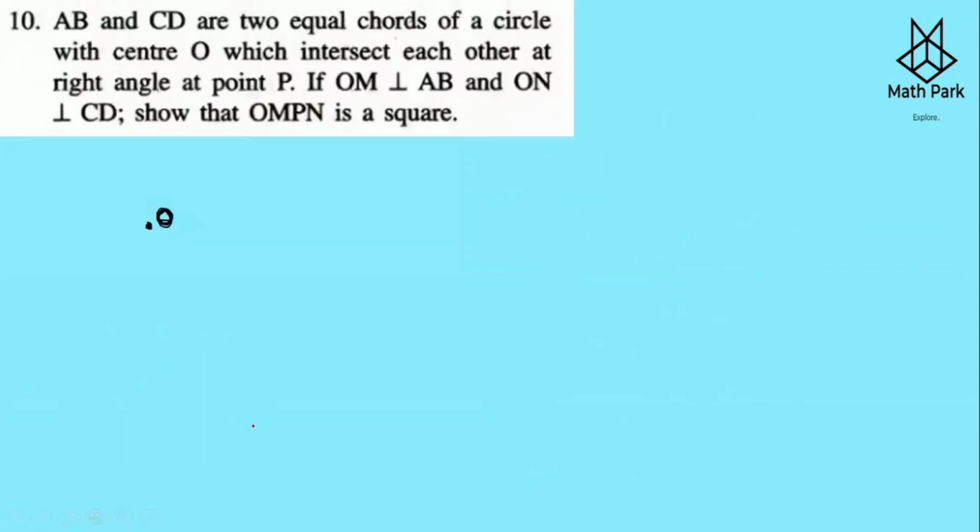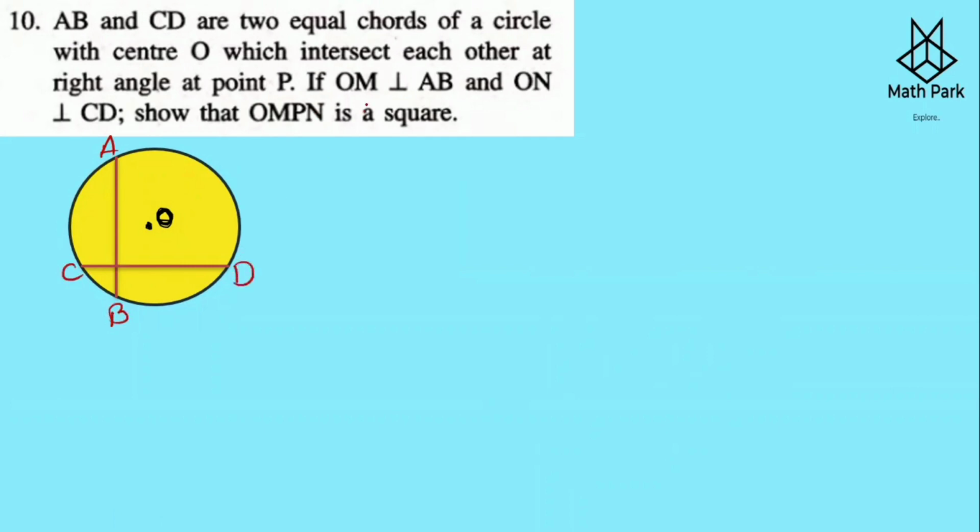The last question of the exercise. AB and CD are two equal chords. So this is your chord AB and the chord CD. They are two equal chords and they intersect each other at right angle at point P. If OM is perpendicular to AB and ON is perpendicular to CD.